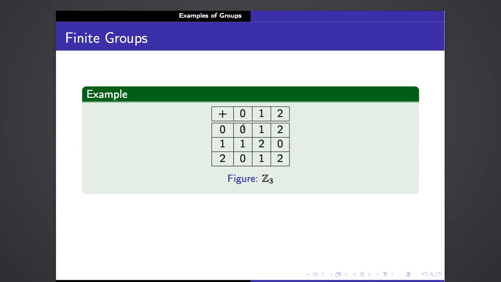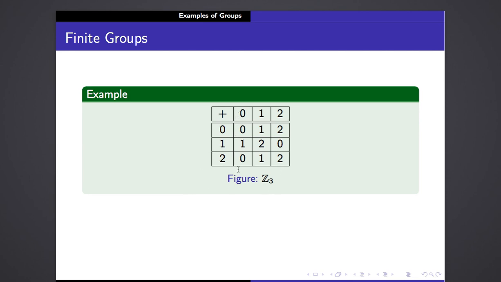So let's take a look at this addition table. 0 plus 0 equals 0, 0 plus 1 equals 1, 0 plus 2 equals 2. Not so interesting, okay? And 1 plus 0 equals 1, 1 plus 1 equals 2, 1 plus 2 equals 3. When 3 is divided by 3, the remainder equals 0, so that's 0. 1 plus 2 equals 0 here in this Z3.